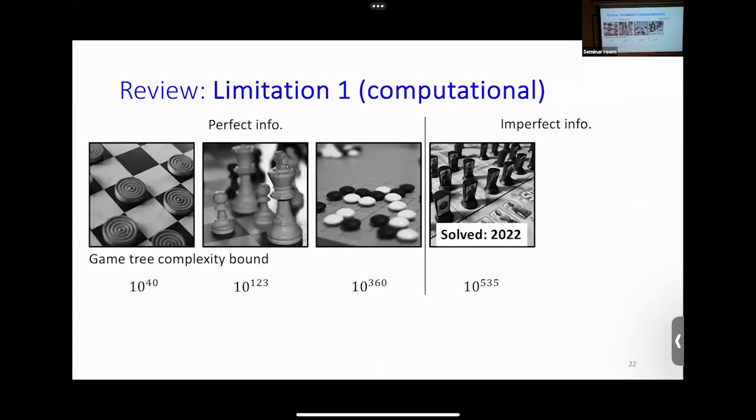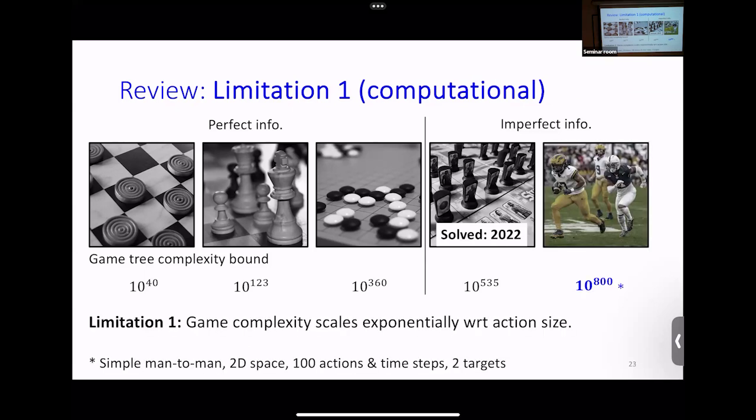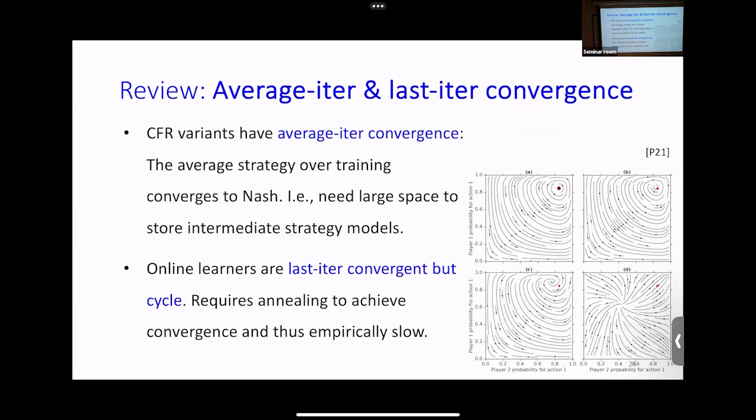Okay, so then with this type of technique, we can solve poker in 2021, and then we solve even larger games like Stratego in 2022. But the issue is that if you want to expand it to these differential games with continuous action space, then quickly this becomes not scalable. So that's the first limitation of the current algorithms.